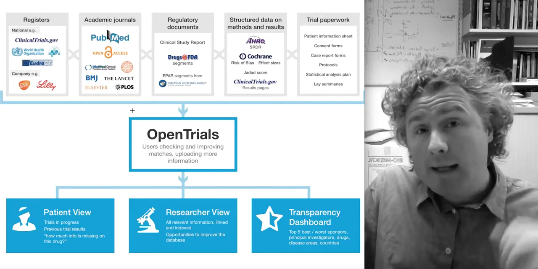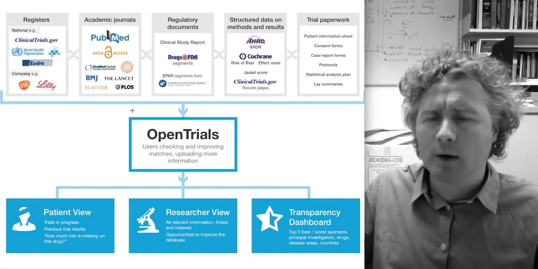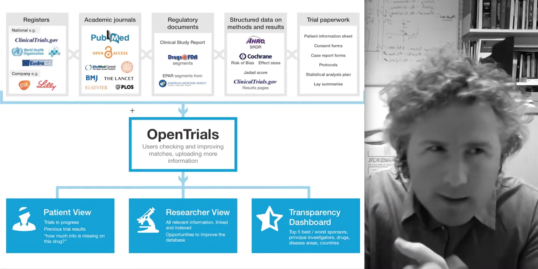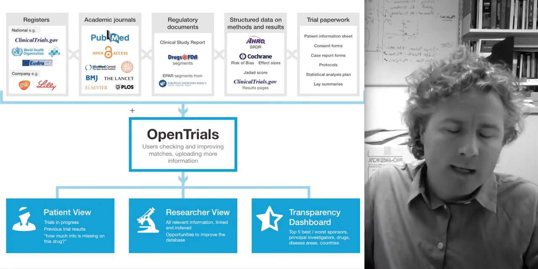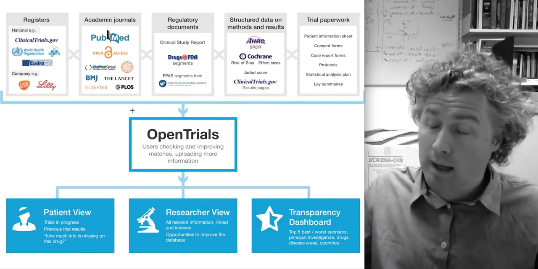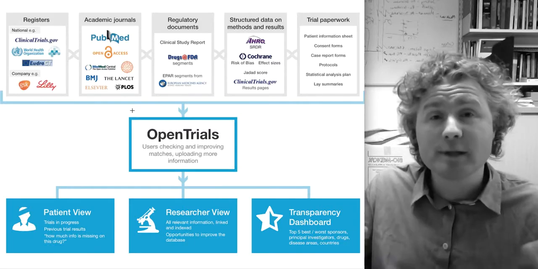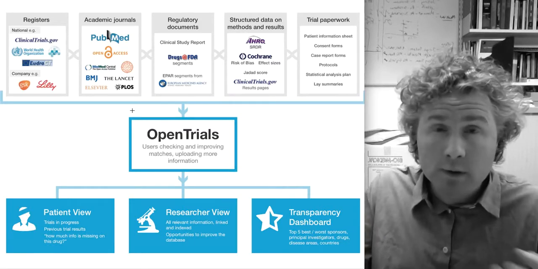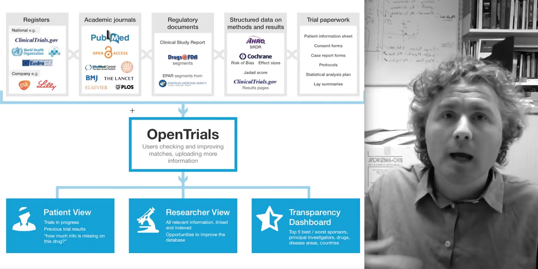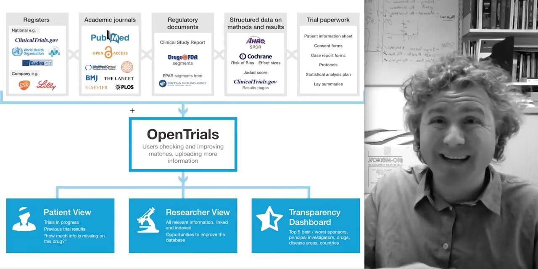So statistical analysis plans similarly, but also lay summaries are the kind of paperwork that you get around trials which are really important and really underused. So we'll talk about those in a little bit more detail in a minute. At the moment, for example, every trial that gets approved in the UK has to have a lay summary, a description a few hundred words long of what the trial's about, and that has to be done for the ethics committee approval, but typically that just gets lost.